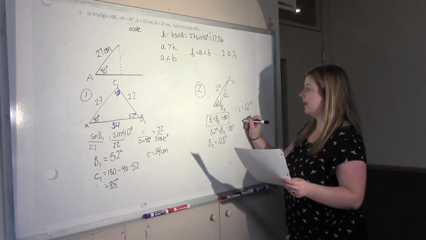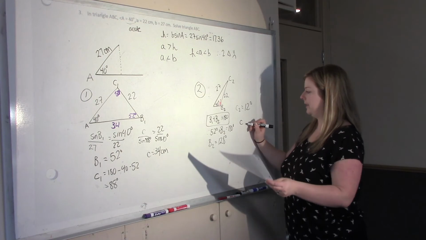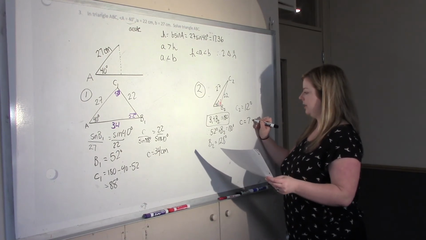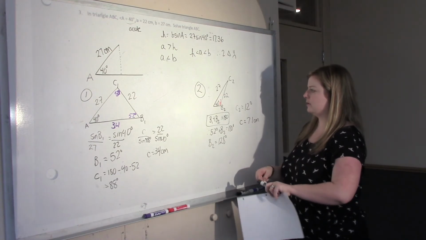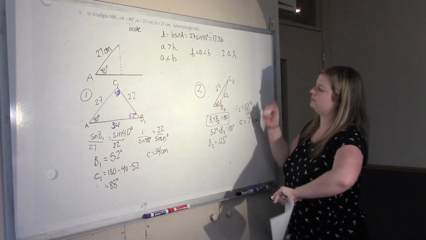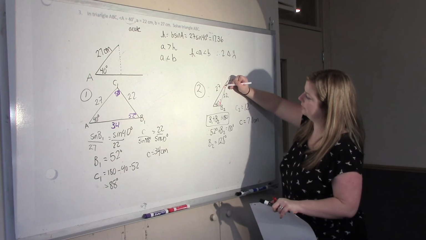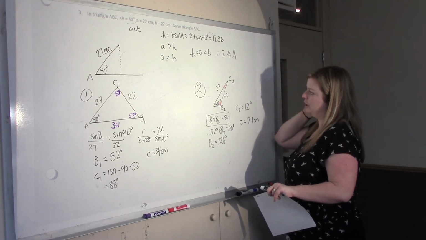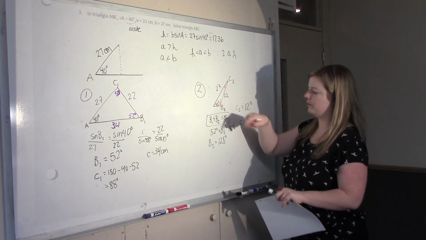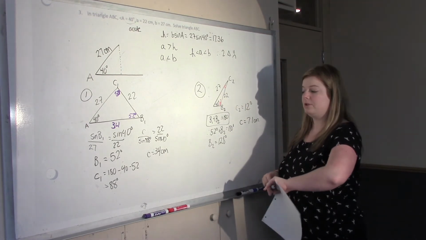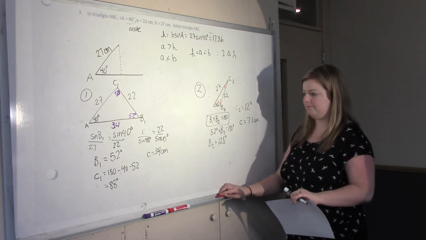And then we can use sine law as before to find the length of C, and you'll get 7.1 centimeters, okay? Using that this is 12 degrees now, and using the sine law. So C over sine 12 equals 22 over sine 40. That's what you'd use to find the 7.1.